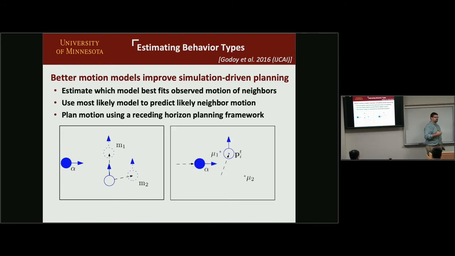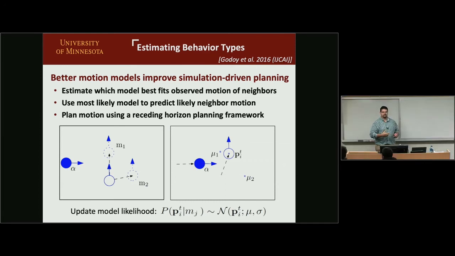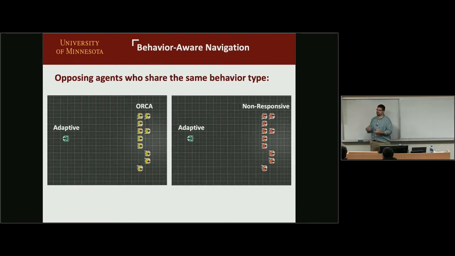Once I see that the agent goes right, I can update the weight I have for each of those models in order to change my view of his likely behavior. So I can still use these techniques of prediction-driven simulation, but I don't have to know as much about the world. I'm going to learn it as I'm going forward. And this is really nice because it lets us adapt to an even wider class of navigation behavior.